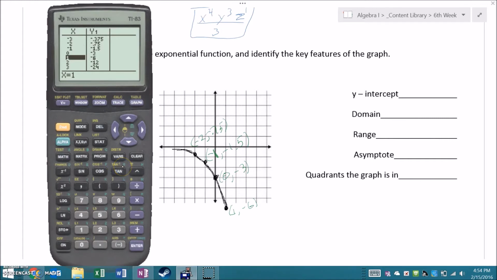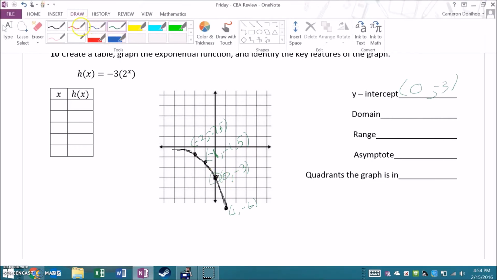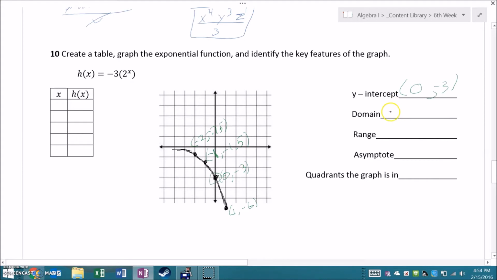Now I'm going to go ahead and start with the y-intercept and all that information over to the side. So the y-intercept is pretty obvious. That one's going to be (0, -3), because, well, there's the y-intercept. So I don't have to worry about that too much. The second thing that's pretty easy is domain. That's going to be all real numbers.